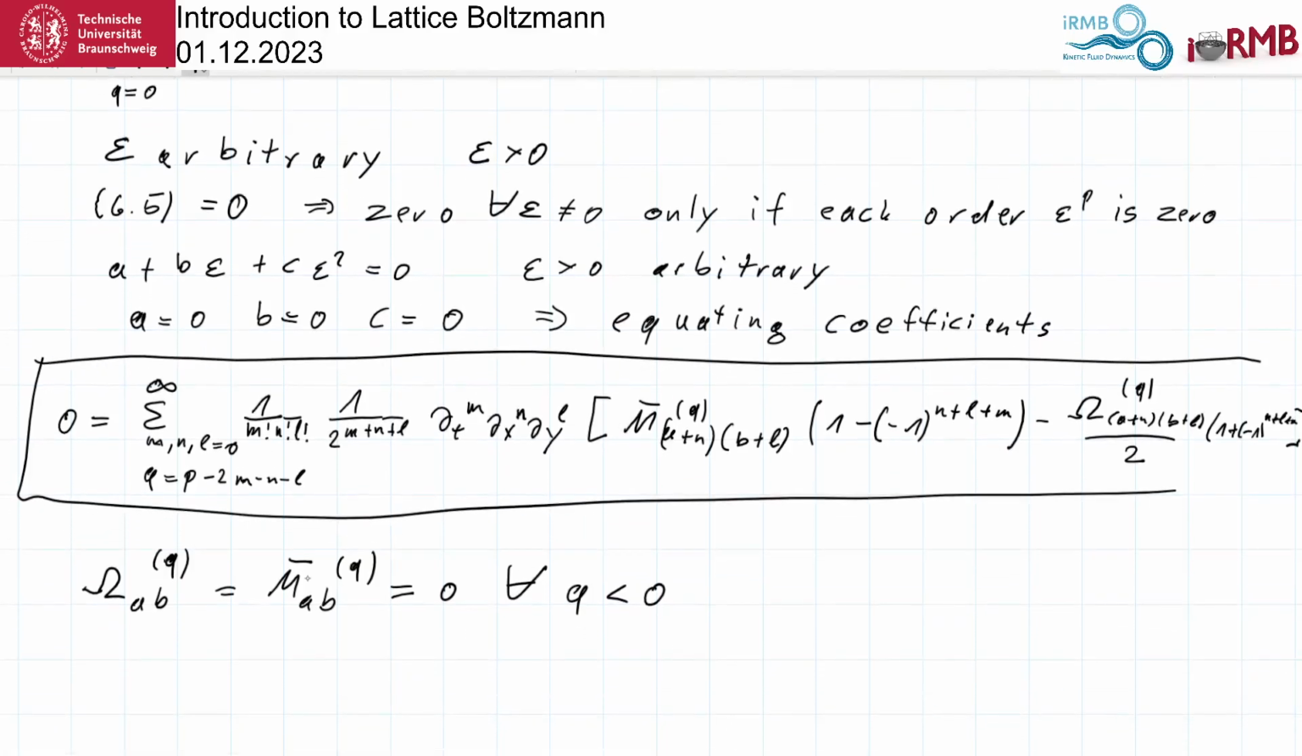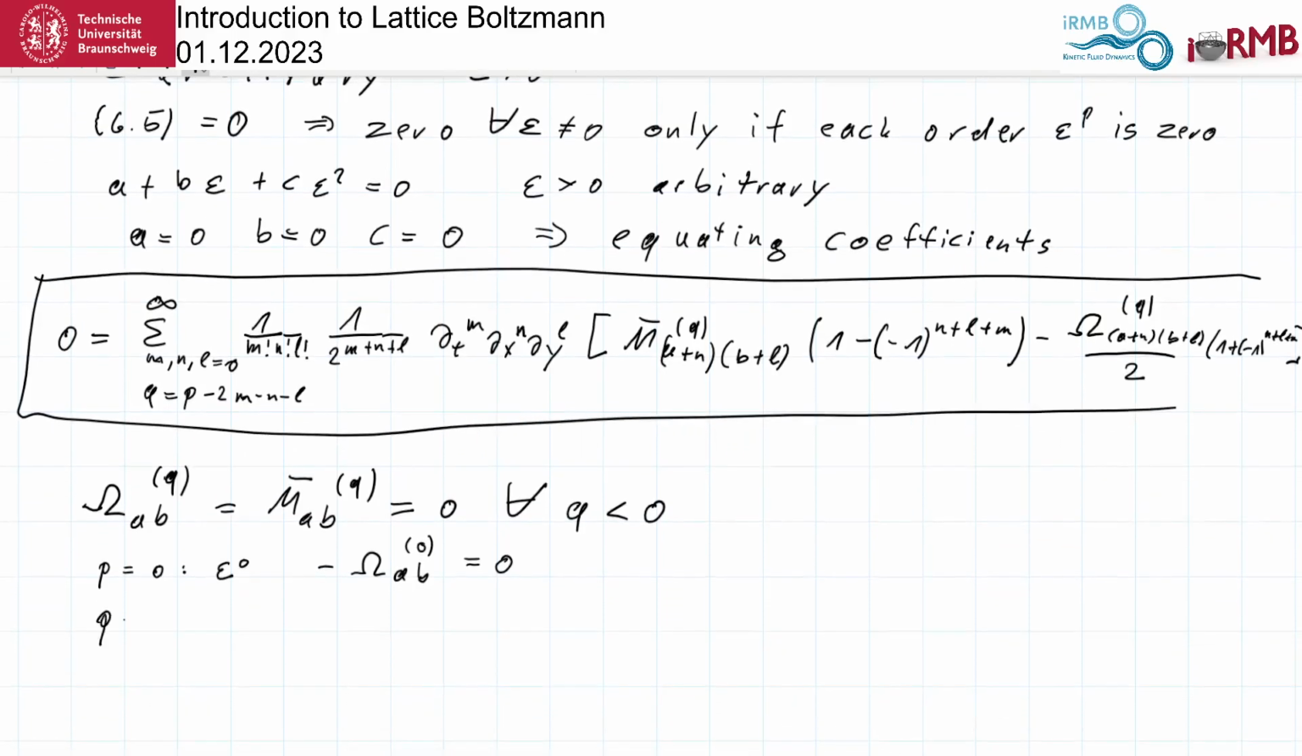So now what we can do is we can choose this p here and we can choose it to be 0, which means we are looking at the equation for epsilon 0, and if we plug 0 in all of this, what comes out is just omega AB to the order 0, and this is equal to 0. Now the first discovery is that the change in the populations at the order 0 is 0, right?